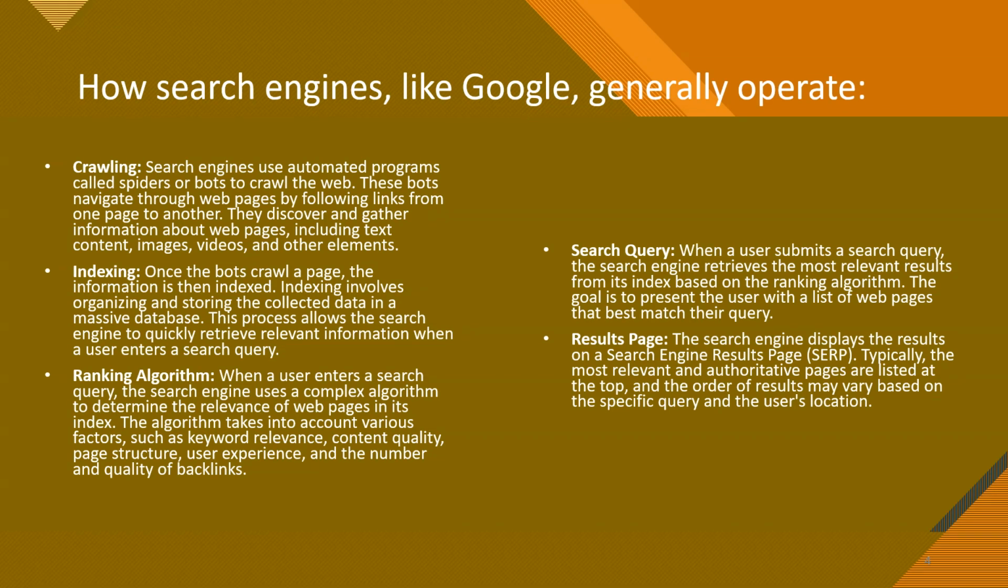This allows then for a user, when they're searching something, to search a specific query and for Google servers to quickly search through everything, grab the relevant information, and then pull it forward based on its algorithm, right? So ranking algorithms, basically what this means is that when a user enters a search query or search question, or whatever, the search engine uses a complex algorithm, which is basically just a series of steps to determine the relevancy of web pages in its index, right?